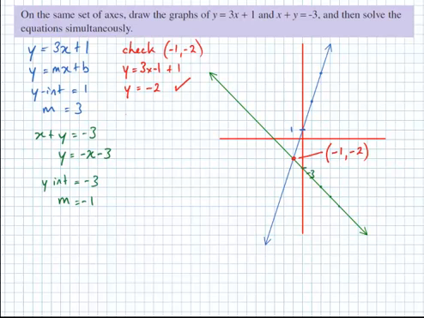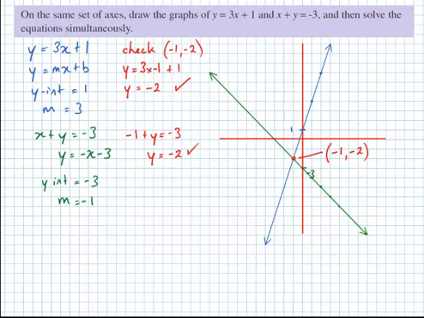In the second equation, if I let x equal negative 1, I get negative 1 plus y equals negative 3. When I add 1 to both sides to get y on its own, I get negative 2. And again, that fits my coordinates from above. So I know that I've got the right solution.